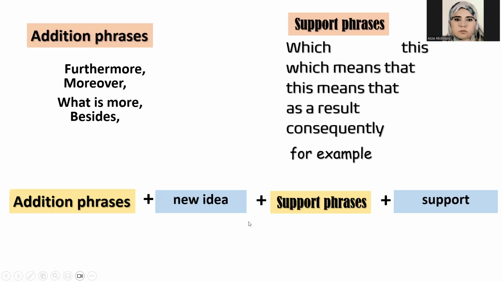This is good work, but you need at the same time to support your idea. And before you support, you need to use one of the support phrases, which means that, this means that, as a result, consequently, for example, and then write the support. So if you have a super duper idea but you cannot support it, cancel the idea, because every idea should be supported in a different way.